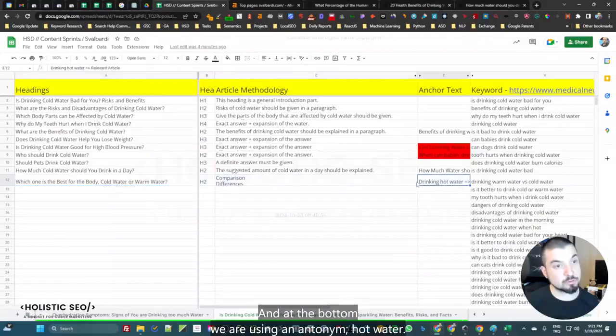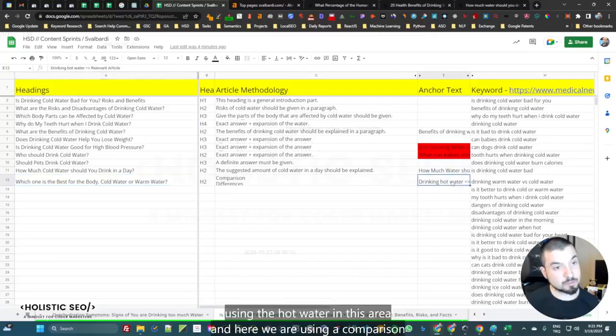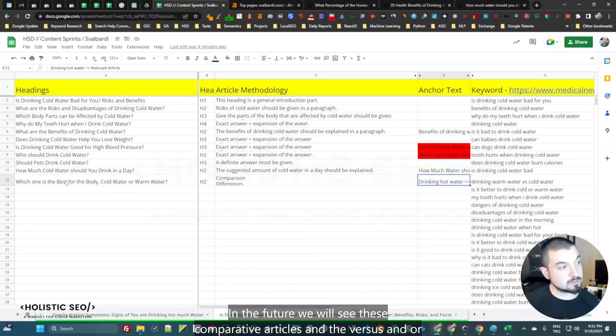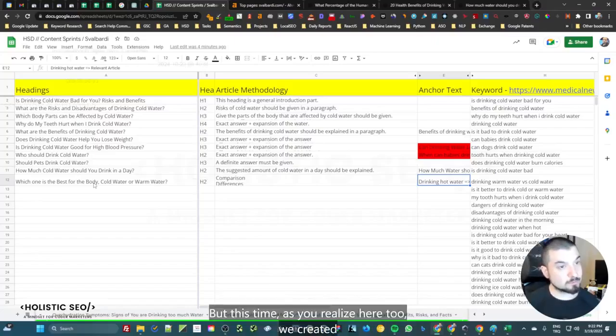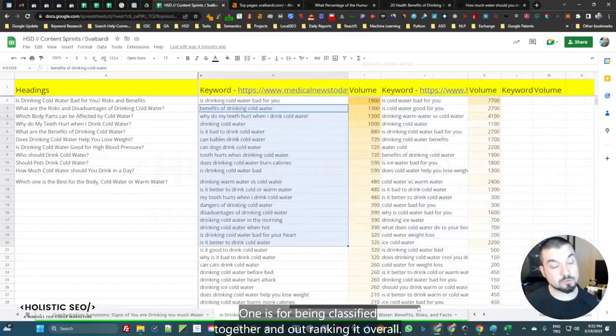And at the bottom, we are using an antonym, hot water. In this case, we are saying warm, but we are using hot water in this area. And here we are using a comparison, and from there we are linking somewhere else. In the future, we will see these comparative articles and the versus and or like terms inside the queries, and how they help search engines to create different indices. But this time, as you realize here too, we created a contextual vector based on the queries that we have seen in this area. Again, there are two columns. One is for being classified together and outranking it overall.